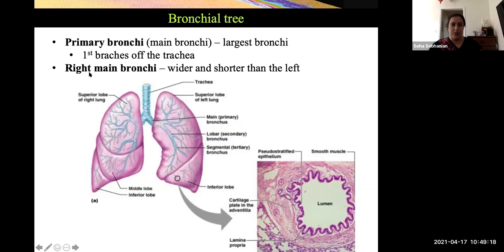One thing that you guys do need to know about them is that the right main bronchus, so the right side, this one, is actually wider. So the opening of the bronchus is bigger and it is shorter. So when I compare this bronchus here versus this one, there is a difference. The main reason that difference exists is because of your heart. Remember the cardiac notch we talked about last time, where the apex of the heart pushes into your lung? That's your cardiac notch right here.